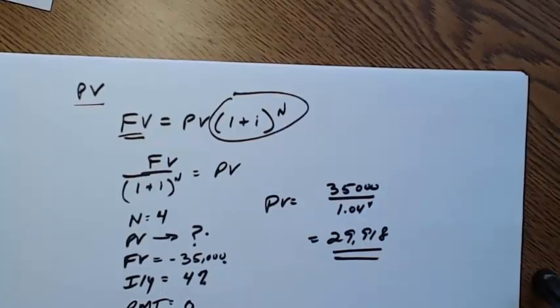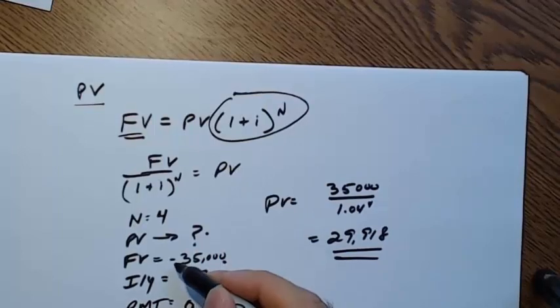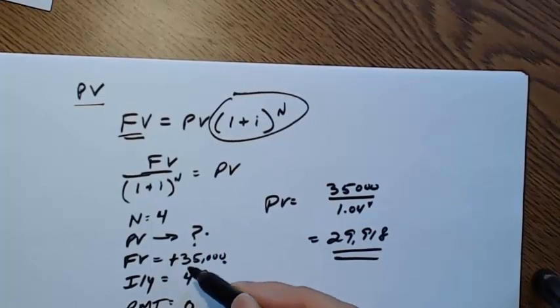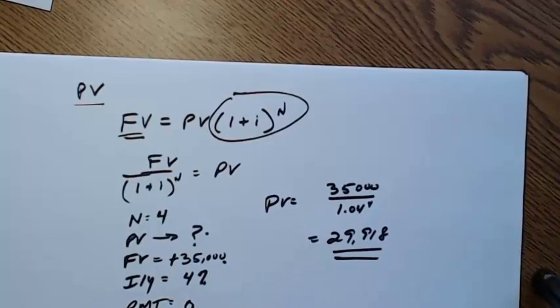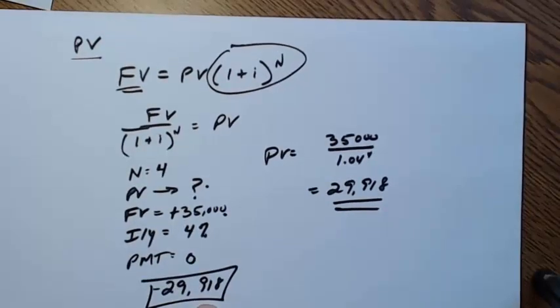Okay? Now, you could put this in as a positive and let this come out as a negative. It doesn't matter. You'll be able to interpret, look, you need $35,000, and you're going to need to deposit $29,000 today. So think of it that way. Again, don't worry too much about the signs. For the most part, you'll be able to interpret it based on the context of the question.